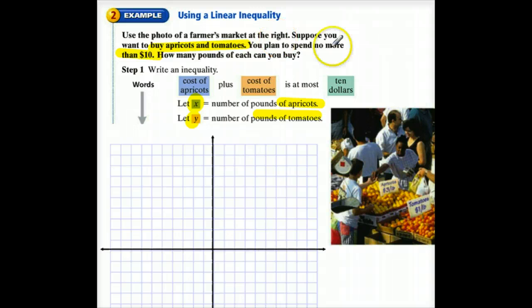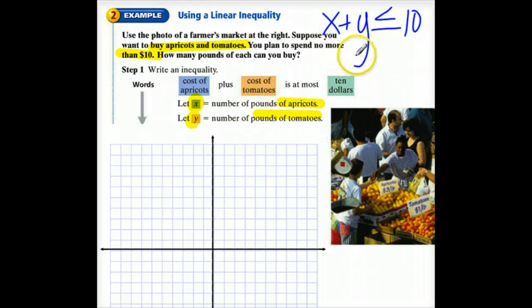So, we don't know how many of x, or apricots, and we don't know how many of tomatoes, but all we know is that our pounds is no more than $10. So I need an inequality symbol. X plus y, when I add together my pounds of apricots and tomatoes, they need to be less than or equal to $10 because I can't go over. So here's my inequality.